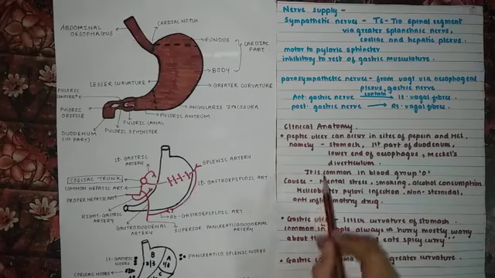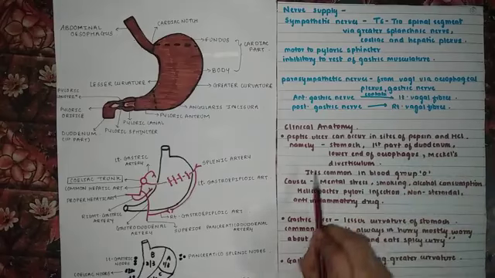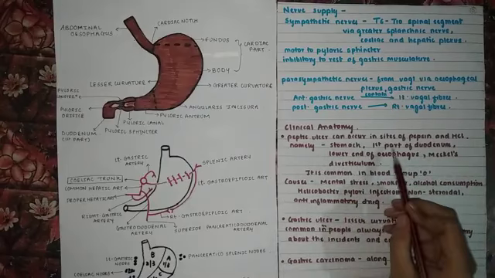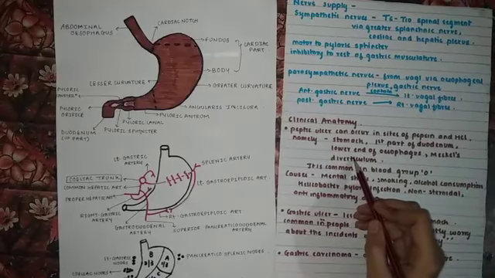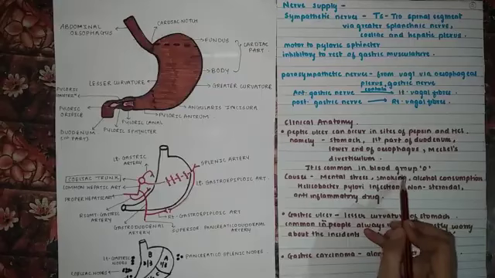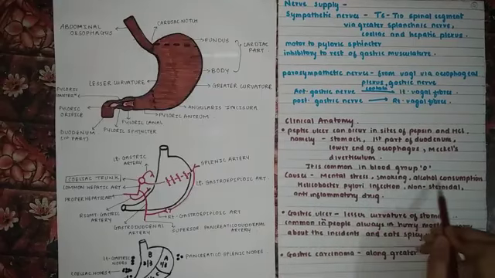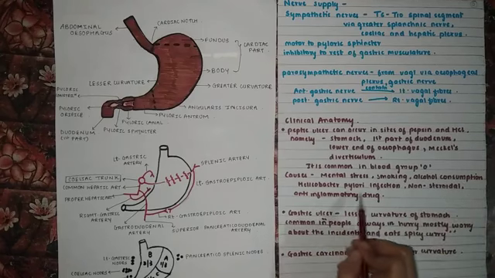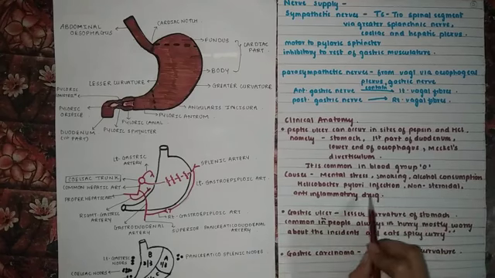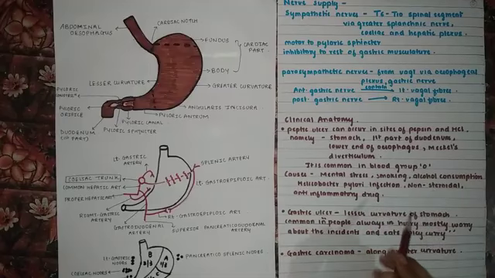Clinical anatomy. Peptic ulcer can occur at sites exposed to pepsin and HCl, namely the stomach, the first part of the duodenum, the lower end of the esophagus, and Meckel's diverticulum. It is common in blood group O. Causes are mental stress, smoking, alcohol consumption, Helicobacter pylori infection, and non-steroidal anti-inflammatory drugs.